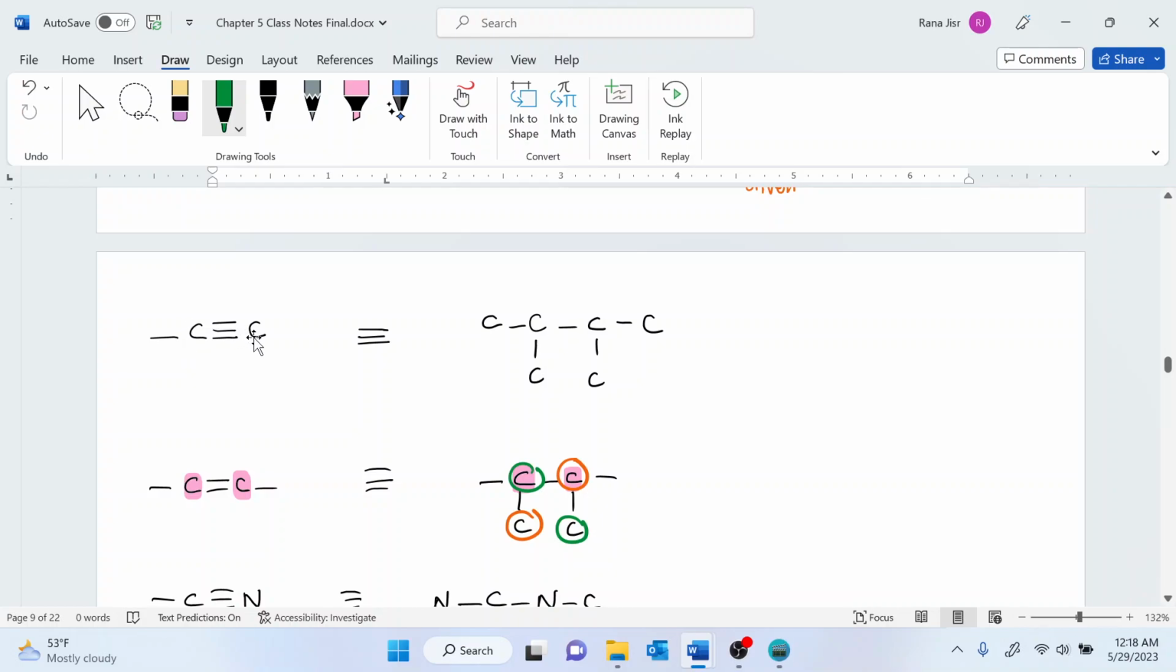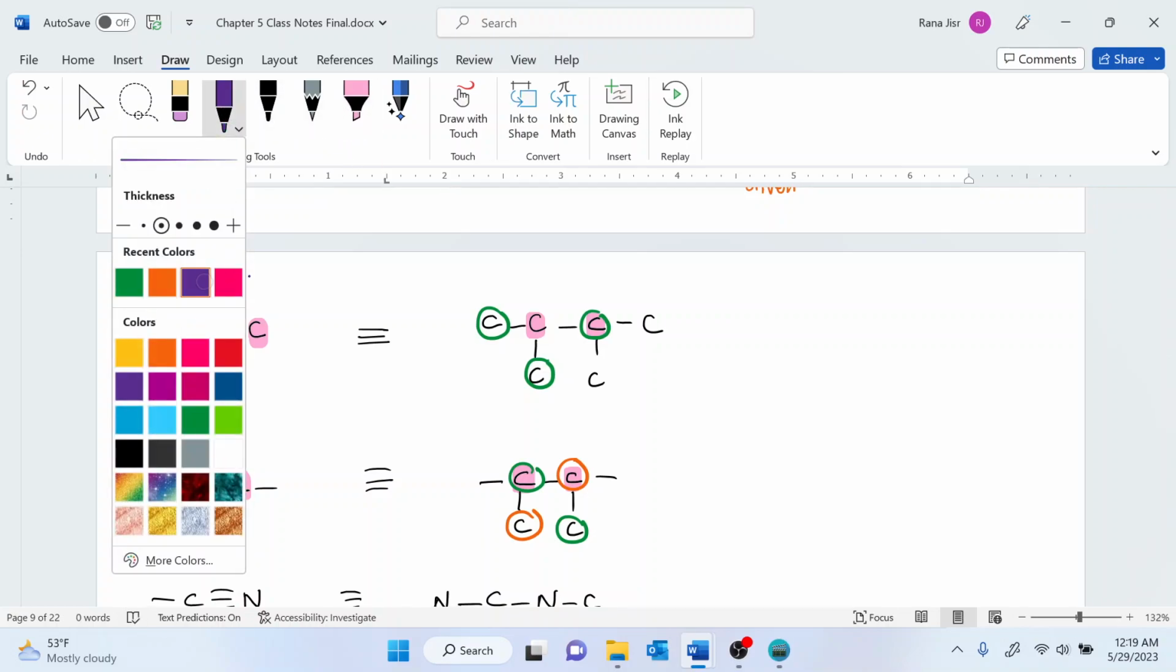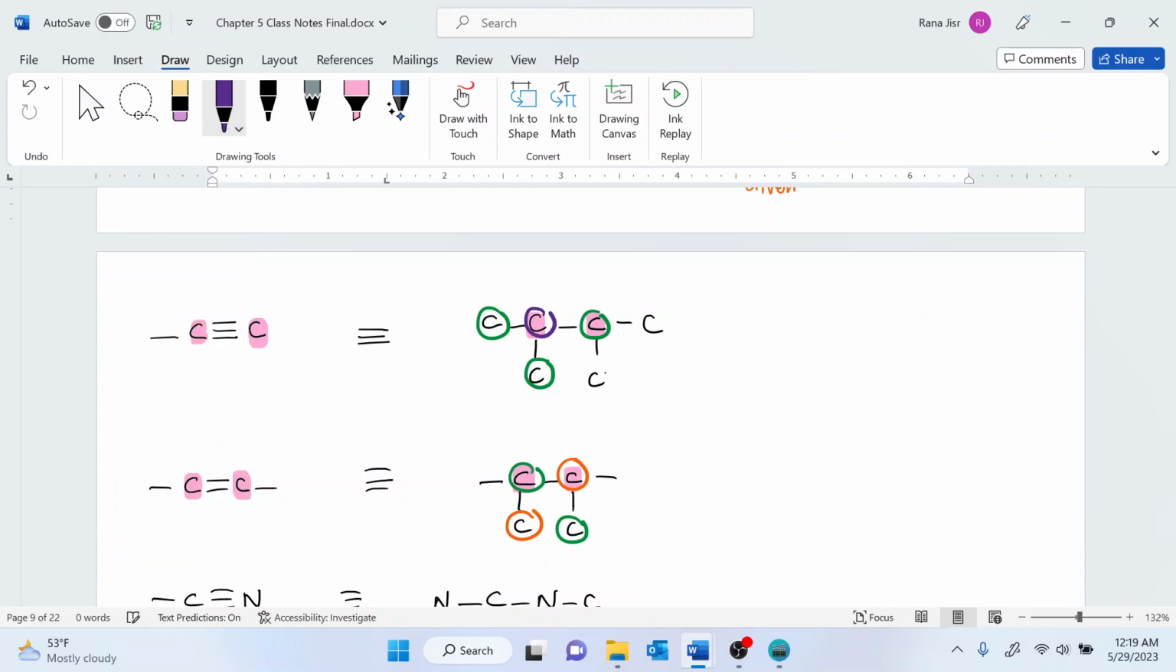For a triple bond carbon, every carbon is connected to three carbons. So this carbon over here needs to be connected to three carbons. So draw the three carbons in there. And then this carbon here is connected to another three carbons. So draw the three carbons. This is 1, this is 2, and this is a 3 in there.